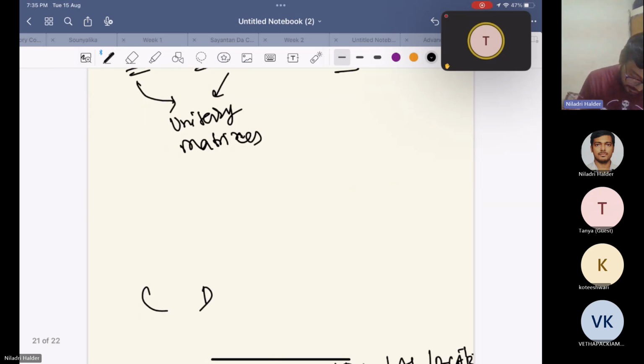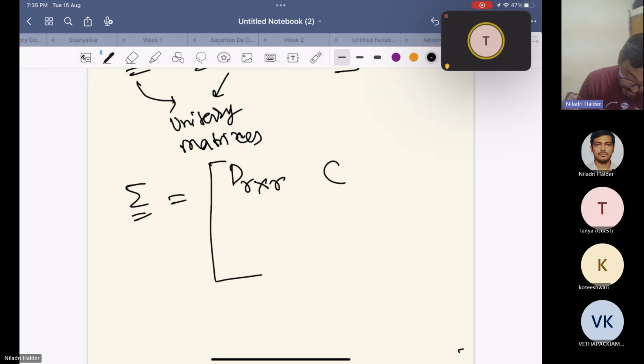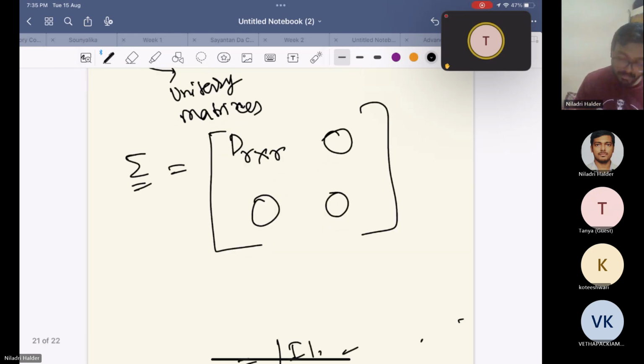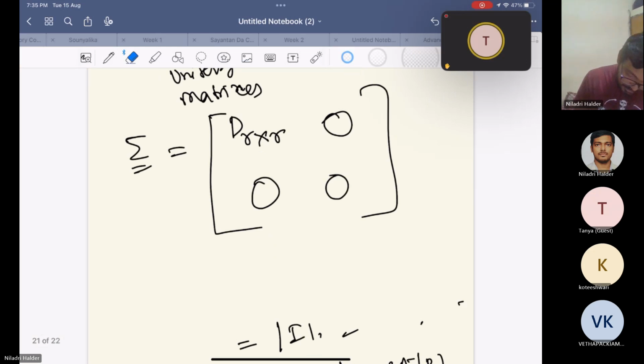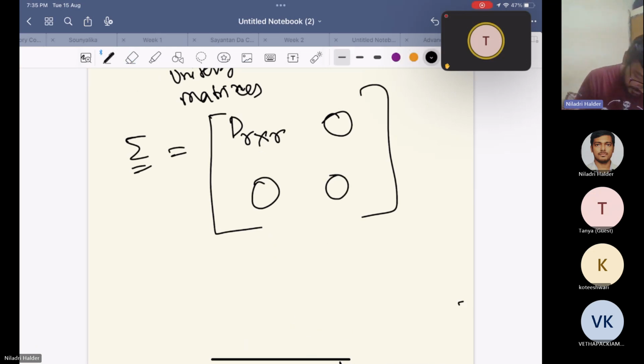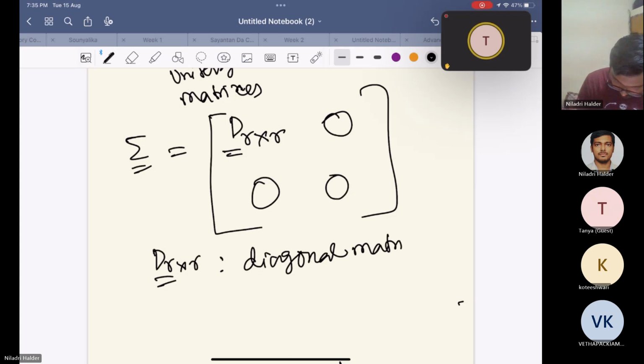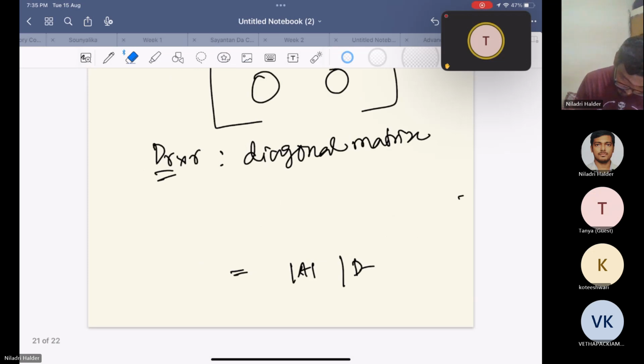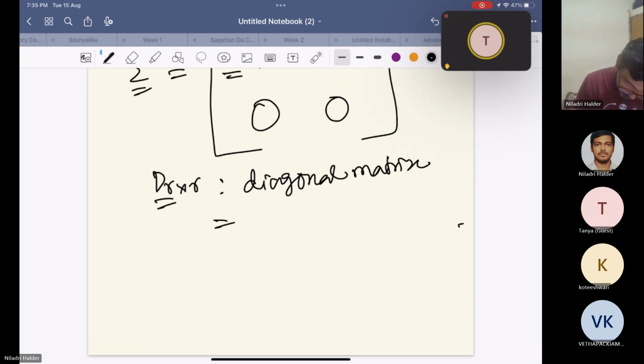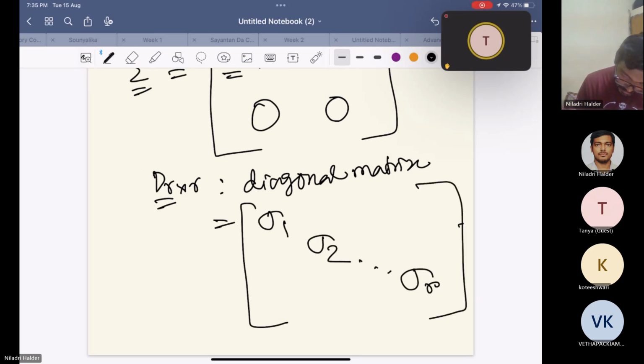So the sigma structure is like this actually. Sigma is some D, R cross R, zero, and all others are zeros. So what is D? D is a diagonal matrix. So D, R cross R, is a diagonal matrix. That means the diagonal is sigma 1, sigma 2, up to sigma R, and all others are zeros.